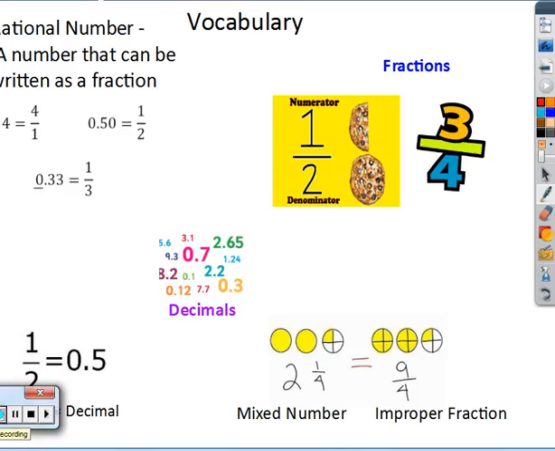The only new vocabulary word that we're going to be dealing with is rational number. This is a number that can be written as a fraction, so we will stress that these will involve fractions, decimals, and whole numbers.